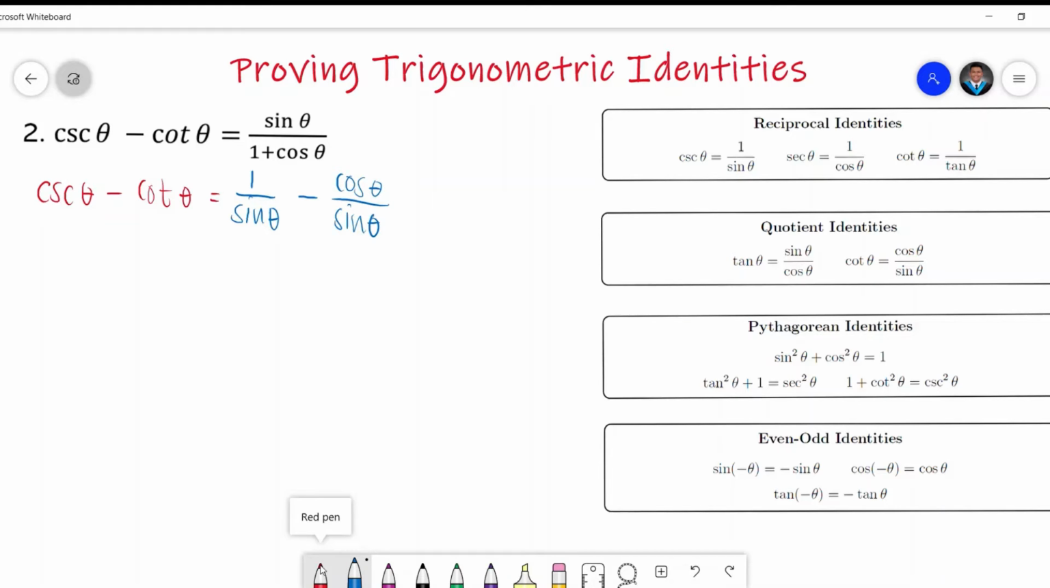Now, this time, ang gagawin natin is we are going to subtract the two fractions. So, combining the two fractions, ang gagawin lang natin is, of course, copy the common denominator.